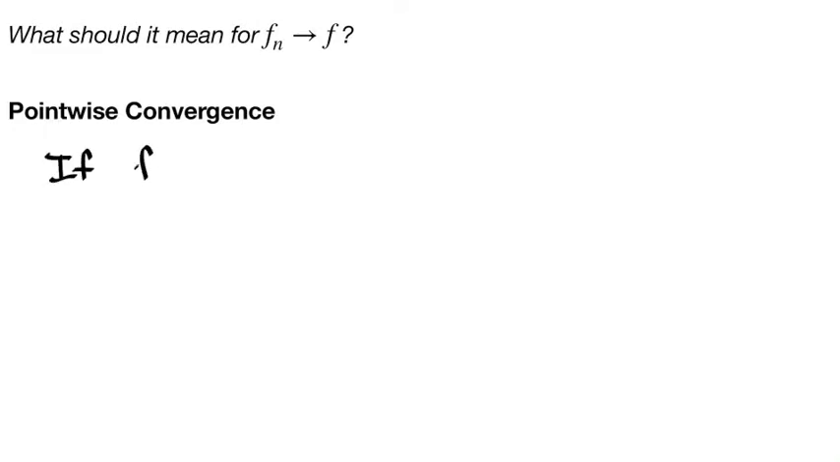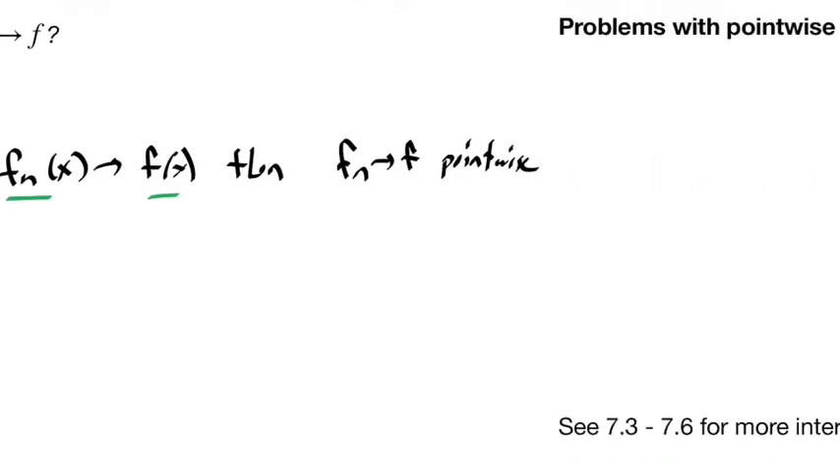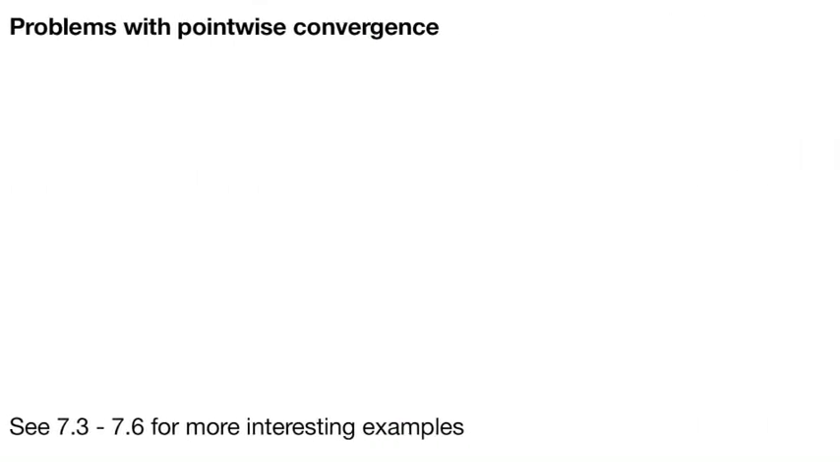We would say if for each x in some domain, Fn of x approaches f of x, then we would say that Fn approaches f pointwise. So what's the idea here? The idea here is we're just looking at each x value and asking ourselves, at that x value, what happens to our point of convergence?